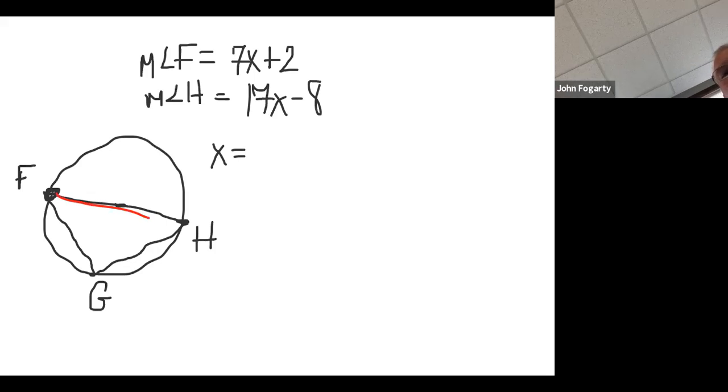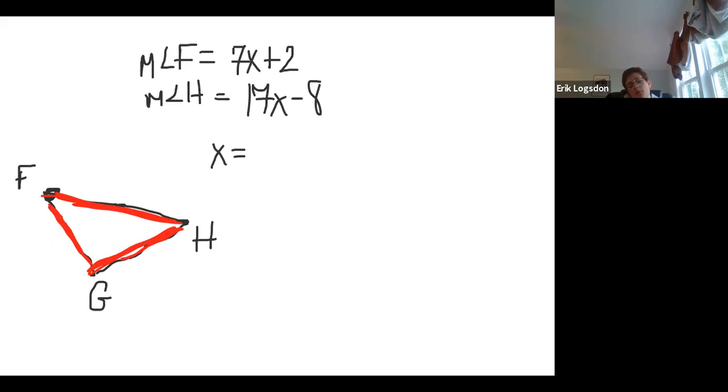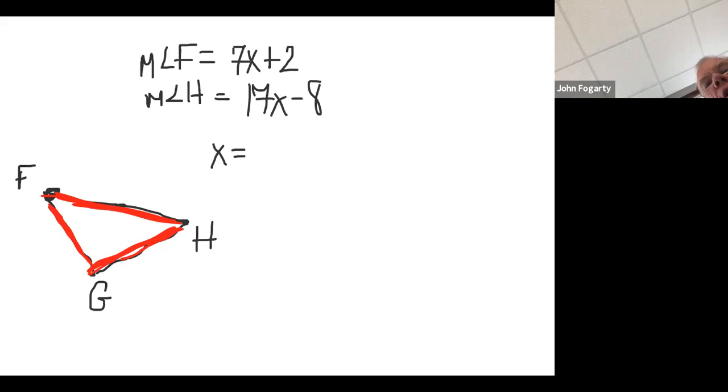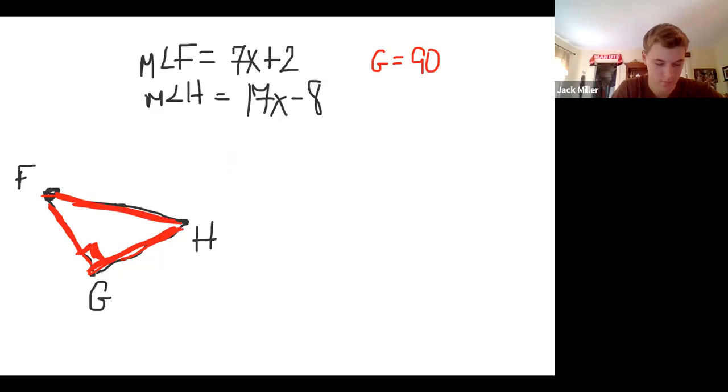All righty. Well, fellas, what diagram do you see here? You see a triangle. And angle G cuts a diameter. So what's angle G? 90. So what do I know about all the angles? What do the three angles of a triangle add up to? 180. So what's F?